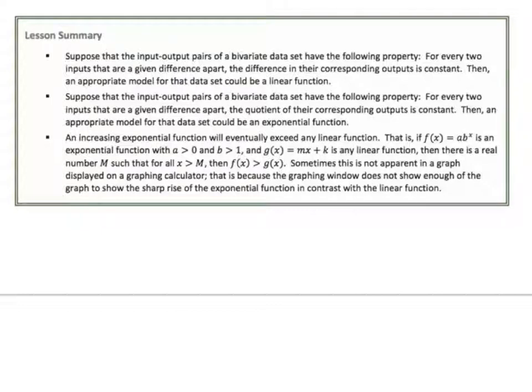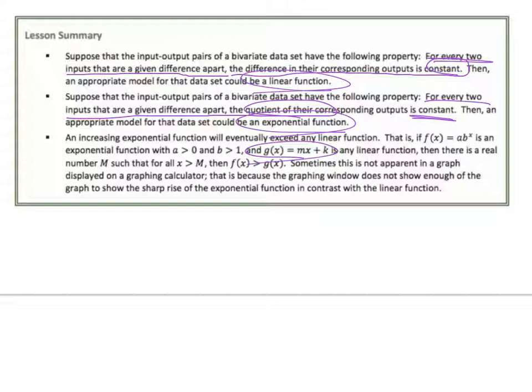Input-output pairs. For every 2 inputs that are a given distance apart, the difference in their corresponding outputs is constant. So we've got a linear function. For every 2 inputs that are a given distance apart, the quotient of their corresponding outputs is constant. Therefore, we have exponential. Okay, g of x equals mx plus k is your linear. F of x equals a times b to the x is your exponential. For this one, when b is greater than 1, we're growing. When b is between 0 and 1, it's a fraction and it's decreasing. But that's our summary. Cool? Cool.